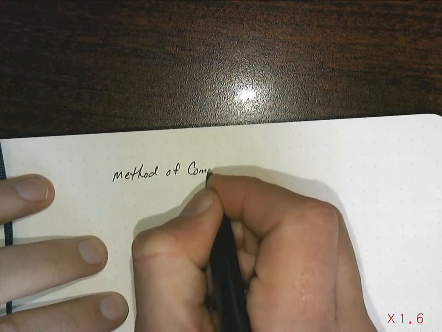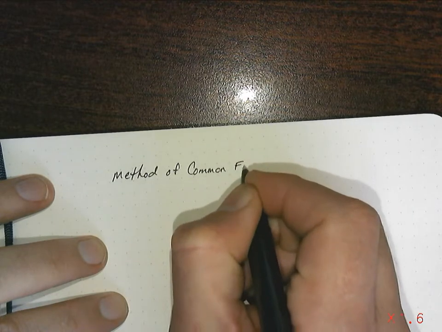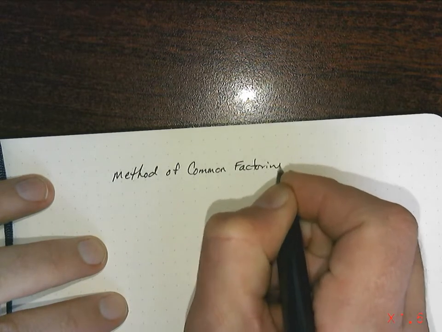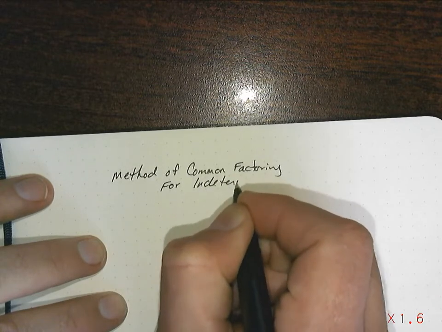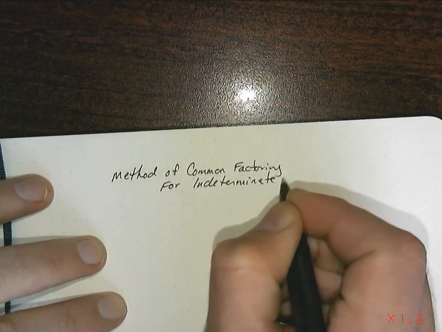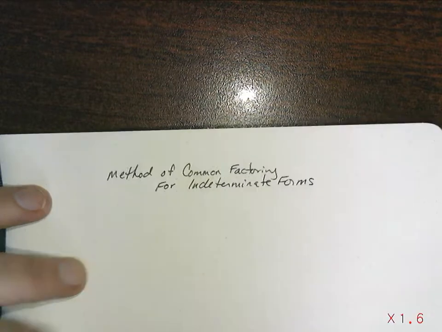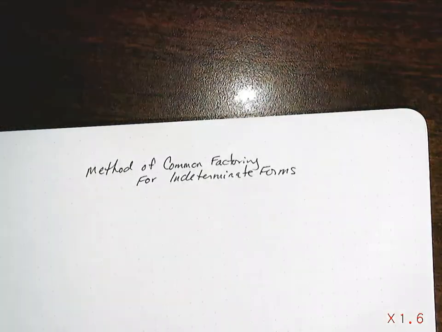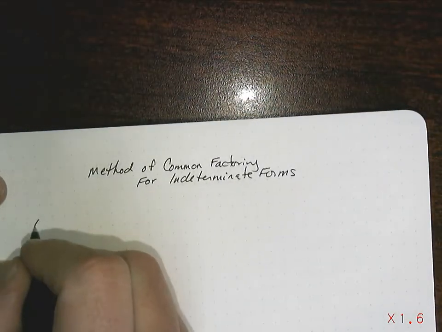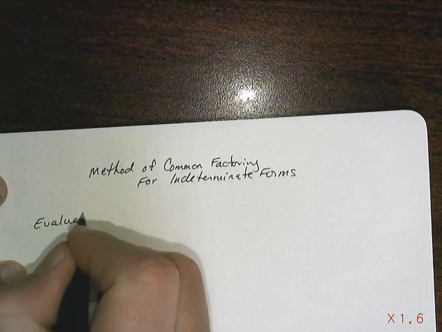So, the method of common factoring for indeterminate form. Okay, so this will be pretty quick. I just have two examples for you. Evaluate both.